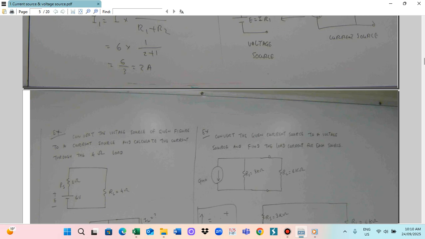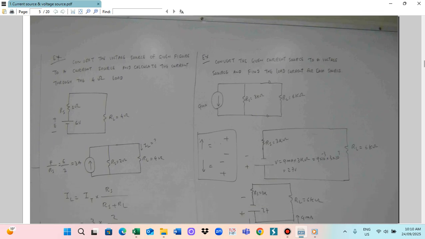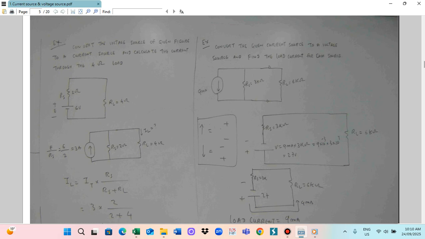Here the voltage source is 6 volt and the resistance is 2 ohm, to be converted to a current source. The formula is I equals E divided by R. So 6 volt divided by 2 gives the current, and this resistance is connected in parallel. That will be the current source. E is 6 volt, so E by RS, 6 by 2, you get 3 ampere. It flows here, connected in parallel with RS equal to 2 ohm, and this is RS equal to 4 ohm.